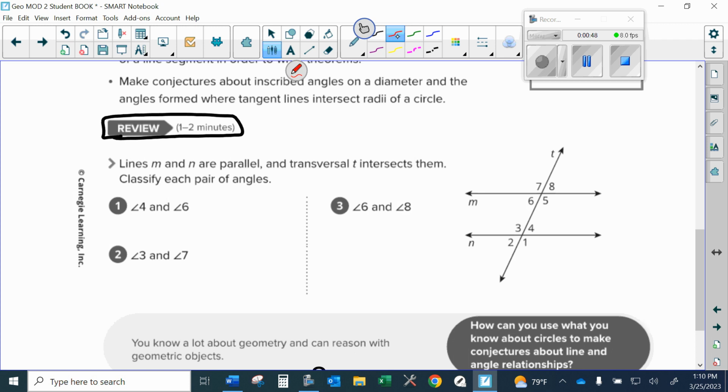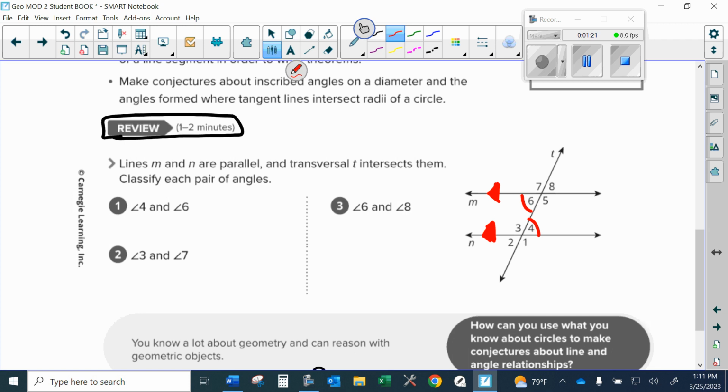Okay, angles 4 and 6 right here. Notice these lines M and N are parallel. How we identify parallel lines is with an arrow in the same direction. Naming lines M and N with lowercase letters does not count. It's got to be written like this, or it could be filled in. Then we know we have parallel lines. The arrows don't have to be filled in, but they could be. There's no difference between a filled-in arrow and a non-filled-in arrow.